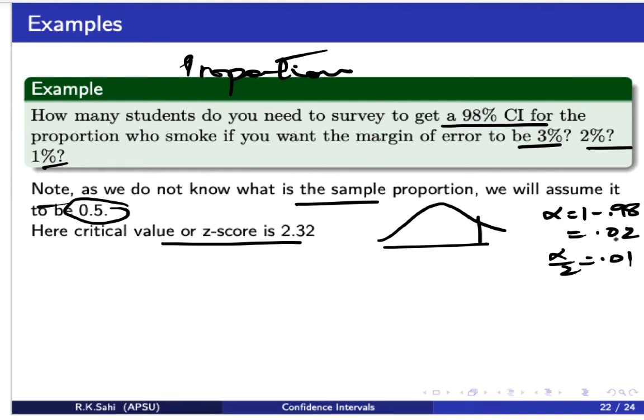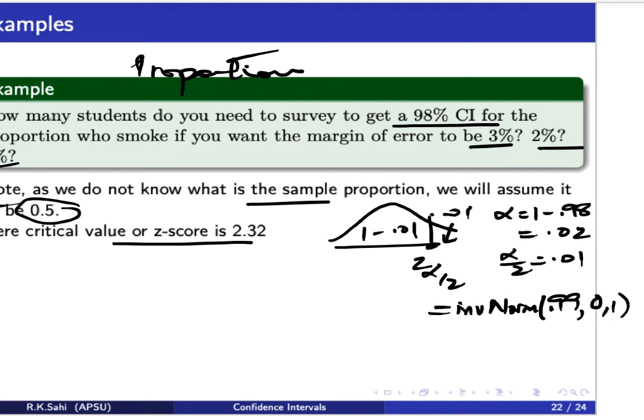Okay, and then we want to find Z alpha by 2. So we're going to write down the formula, which is inv norm. Remember that, guys, very, very important. It is going to be inv norm of 0.99. Remember that, because alpha by 2 is 0.01, and this is 1 minus 0.01. It's 0.99. And then you're going to get a 0 and a 1.